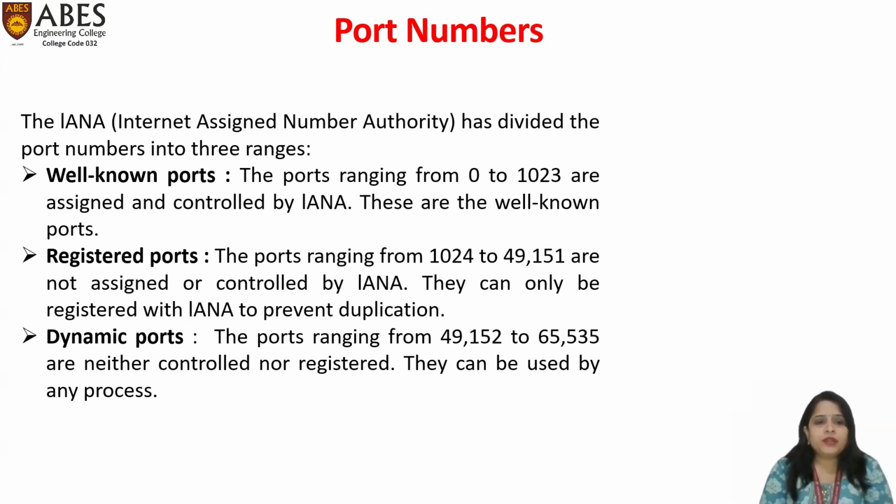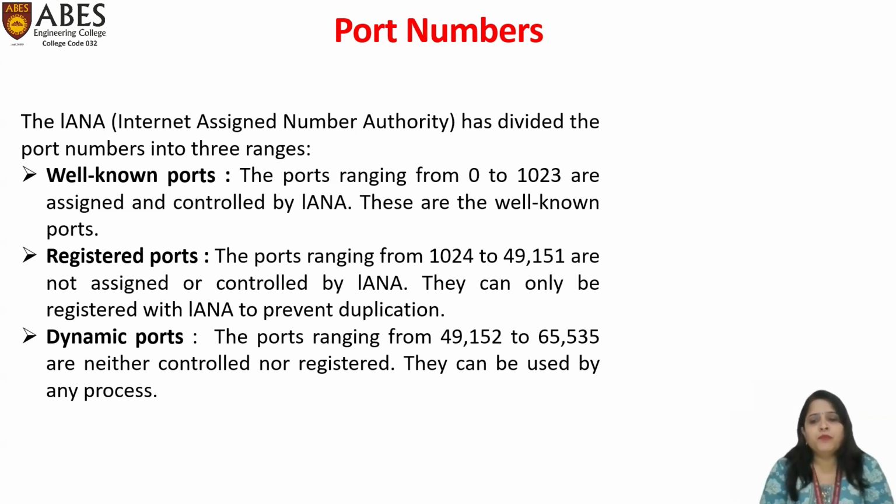The last category of port numbers is dynamic ports. The range of dynamic port numbers varies from 49,152 to 65,535. These are neither controlled nor registered. They can be used by any process.